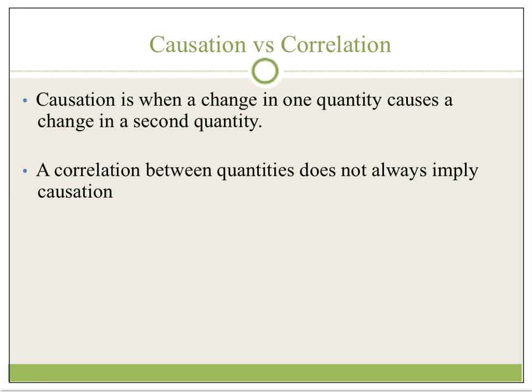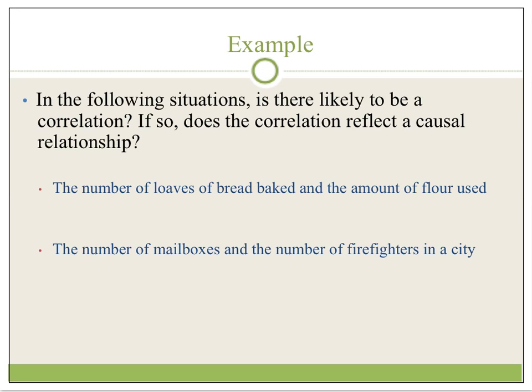Causation versus correlation. Causation is when a change in one quantity causes a change in the second quantity. A correlation between quantities does not always imply causation. There can be a correlation without a causation, but if there's a causation, there definitely is a correlation. In these situations, is there likely to be a correlation? If so, does the correlation reflect a causal relationship?